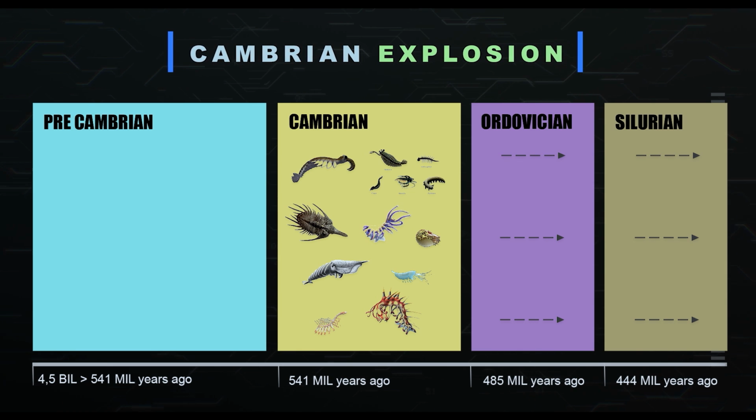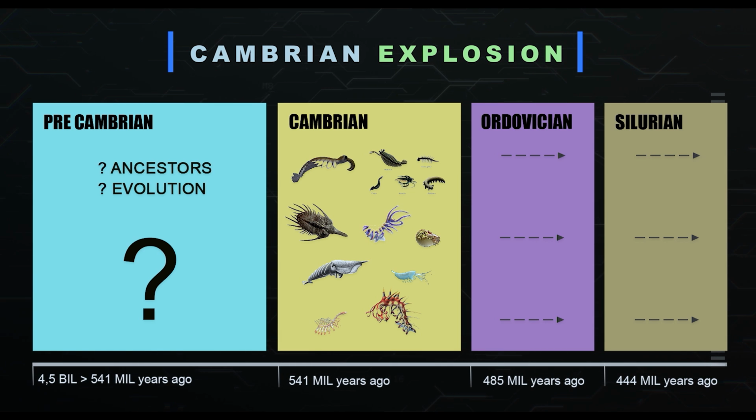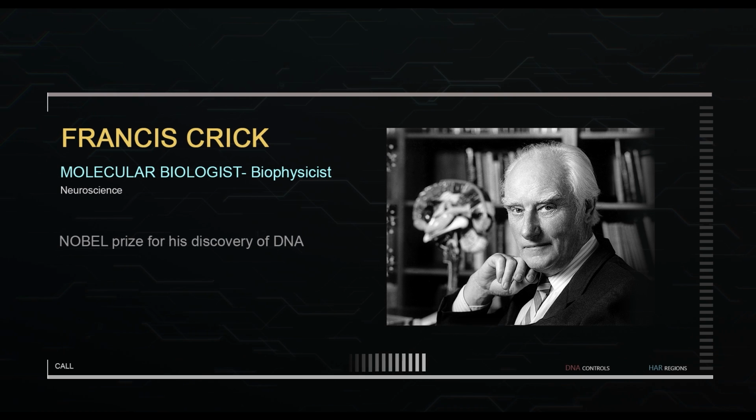But where are their ancestors? They seem to have come from nowhere. Such complex life forms couldn't generate through a random mutation within a short time frame. They need a developed and coherent DNA code, and a far longer biological time frame. Francis Crick, molecular biologist and co-discoverer of DNA.